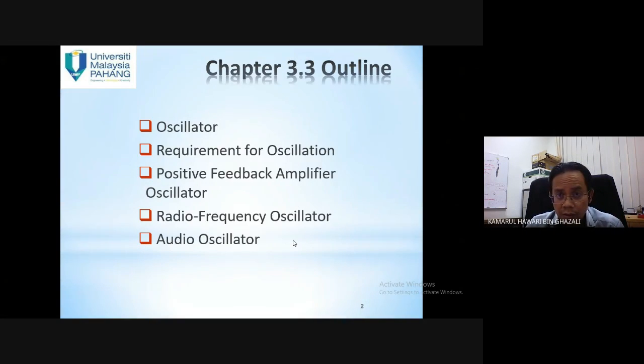Chapter 3-1 is about the oscilloscope. 3-2 is the signal generator, function generator. So this is the oscillator. Requirement for oscillation, positive feedback amplifier, radio frequency oscillator, audio oscillator.